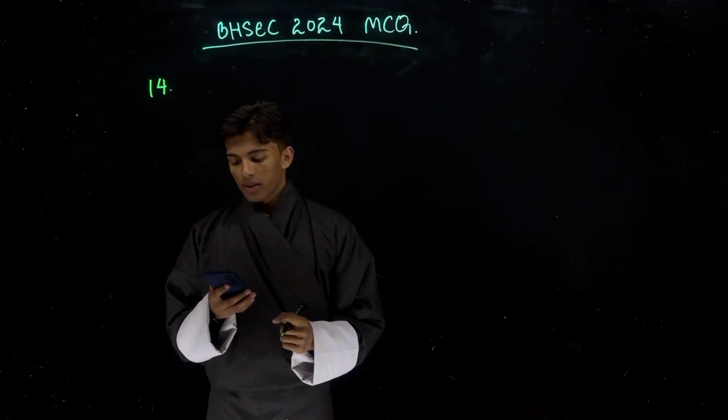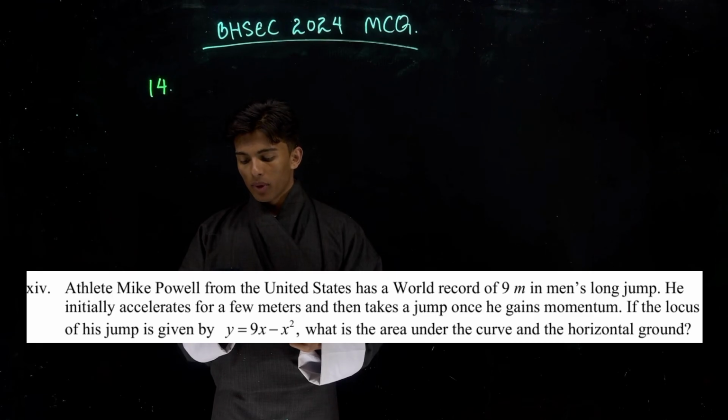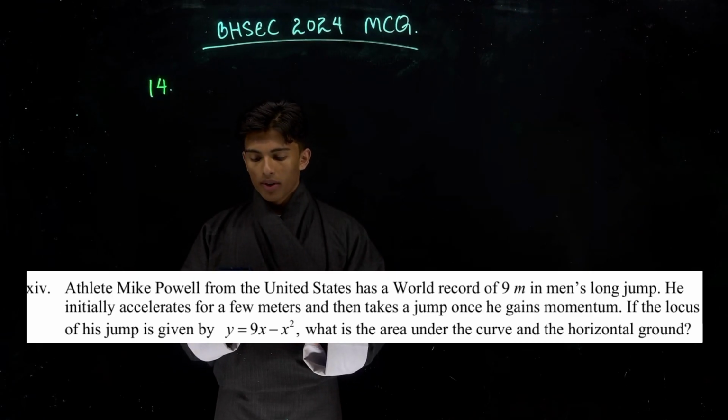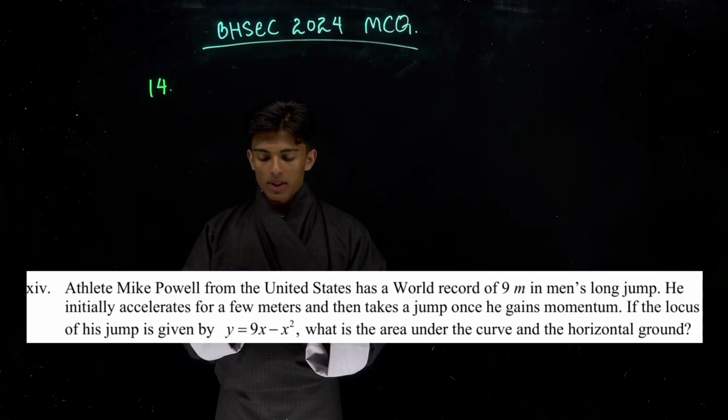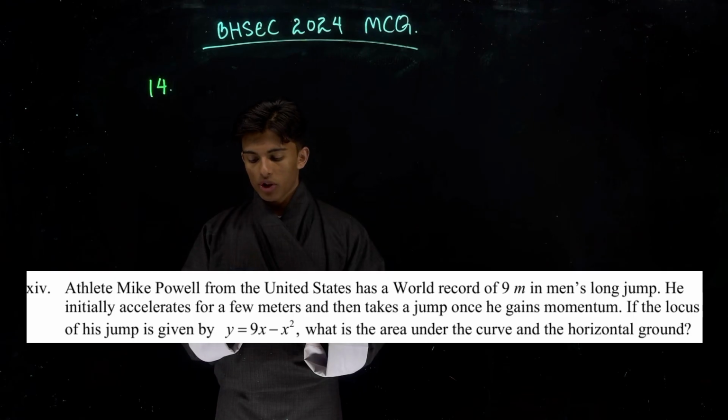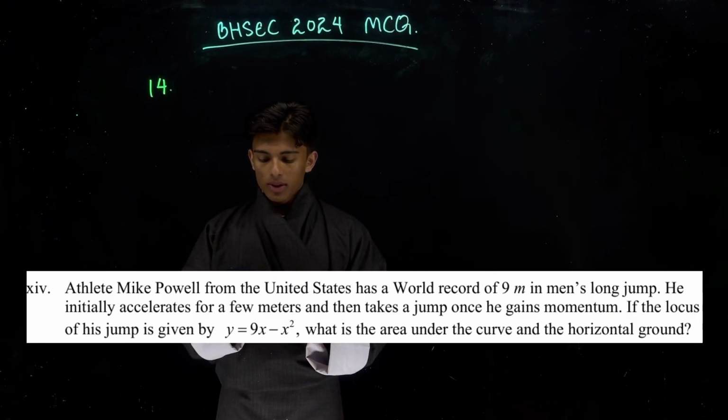Question 14 here tells us that athlete Mike Powell from the United States has a world record of 9 meters in men's long jump. He initially accelerates for a few meters, then takes a jump once he gains momentum. If the locus of his jump is given by y equals 9x minus x squared, what is the area under the curve and the horizontal ground?